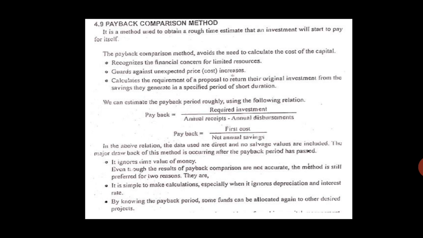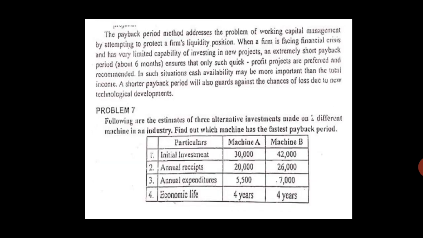But the method is preferred only because it is very simple to calculate. I gave the example of a taxi for 5 lakh rupees, annual receipt is 2 lakh, disbursement is 1 lakh, so net savings is 1 lakh. So payback period is 5 lakhs divided by 1 lakh, that is 5 years. Simple. It ignores depreciation and interest rate, and by knowing the payback period, some funds can be allotted again to the desired project. So if I know that after 5 years I will get the money, I can invest that money in the next project. So this is the simple explanation for payback period.